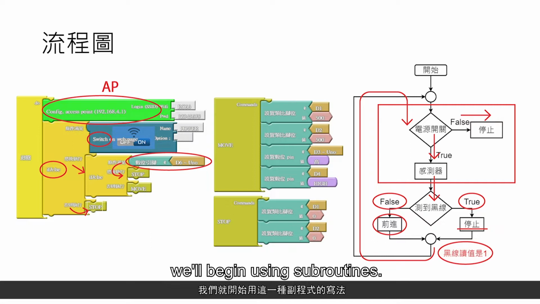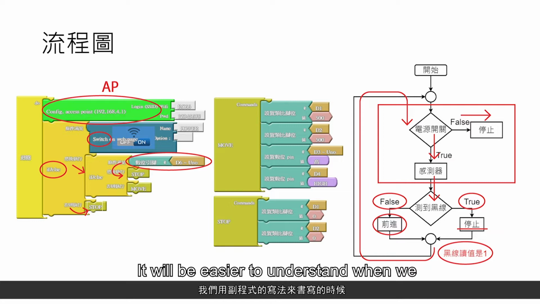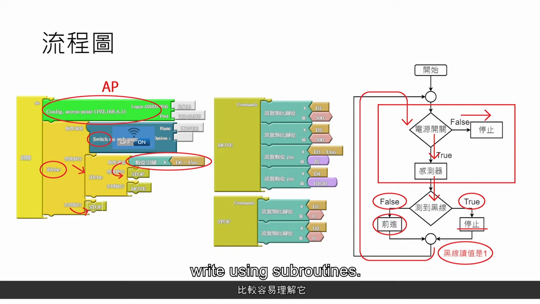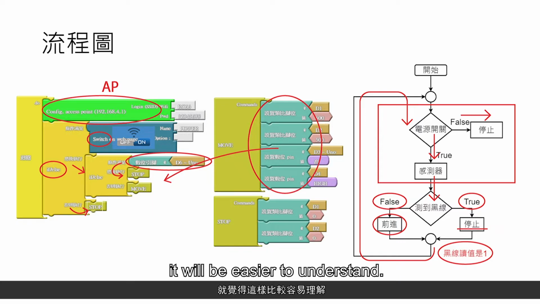Here, we'll begin using subroutines. It will be easier to understand when we write using subroutines. You place this line in here. You still need to think about it, but if you use this move block, it will be easier to understand using subroutines in the writing of the code. We will improve its readability.